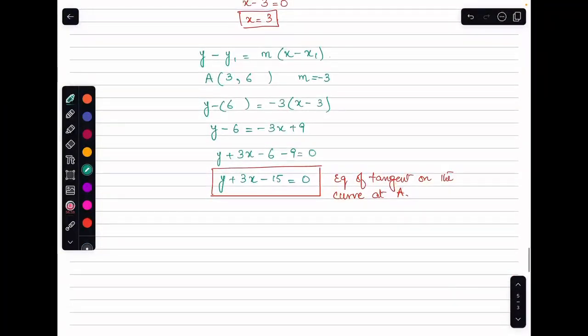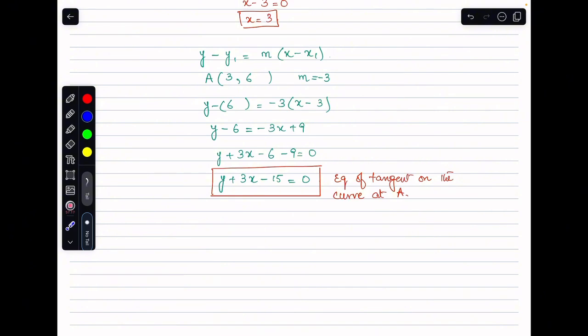For that, I can say it is y minus y1 equals the gradient times x minus x1. It's the straight line equation. A is 3 comma 6. The gradient value was negative 3. So the only thing that is left now is to substitute x1, y1 and the gradient value.